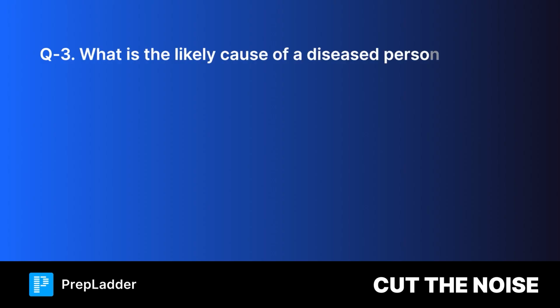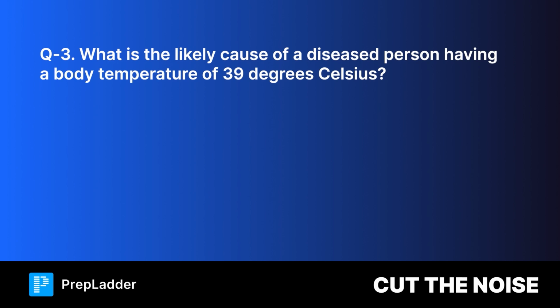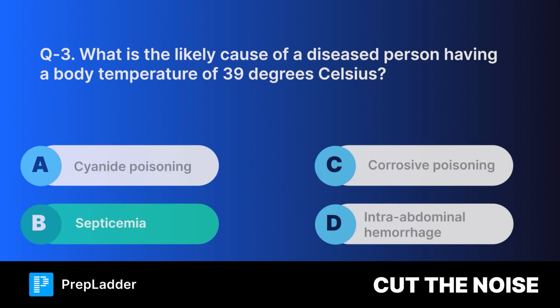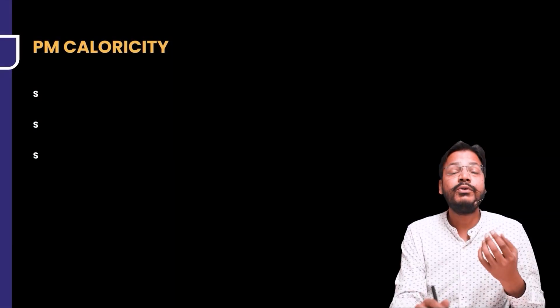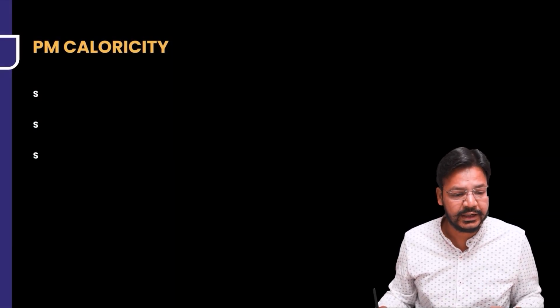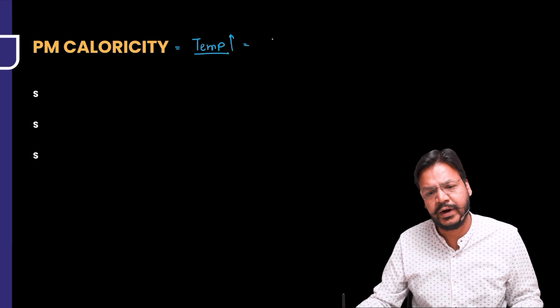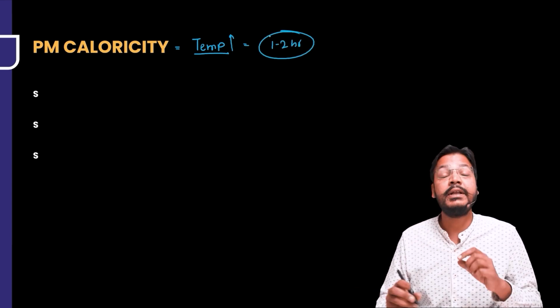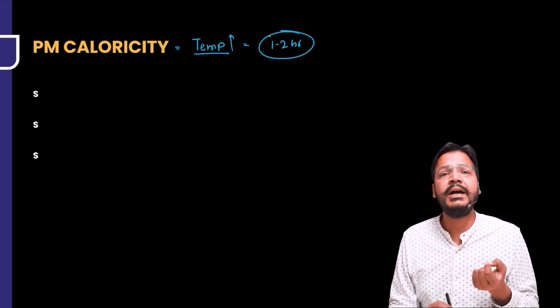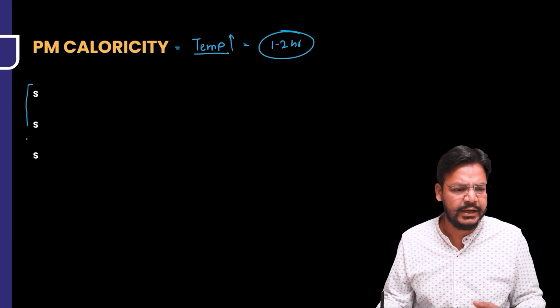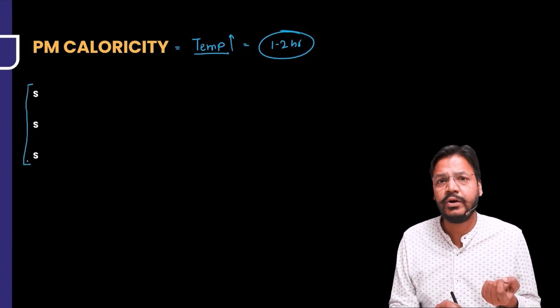Question 3. What is the likely cause of a diseased person having a body temperature of 39 degrees Celsius? Your options are, and the correct answer is septicemia. Here's the explanation. Now, sir, in some cases, temperature is not decreased, it is increased. Temperature after death is increased for 1 to 2 hours. This phenomenon is known as postmortem caloricity.